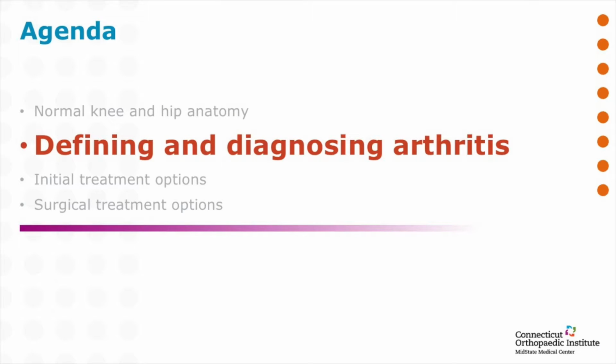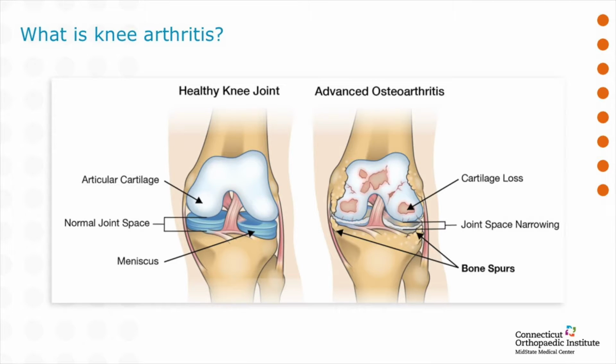So now that we've talked about normal hip and knee anatomy, let's talk about defining and diagnosing arthritis. So knee arthritis occurs when the cartilage between the 2 bones gets lost and damaged. So again, on the left side, you can see that healthy knee anatomy that we've seen before. And on the right side now, you can see damage to the cartilage. As the cartilage gets damaged, the space between the 2 bones gets narrower, and the patient starts to feel pain.